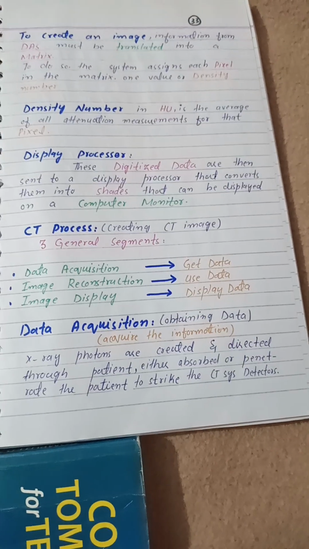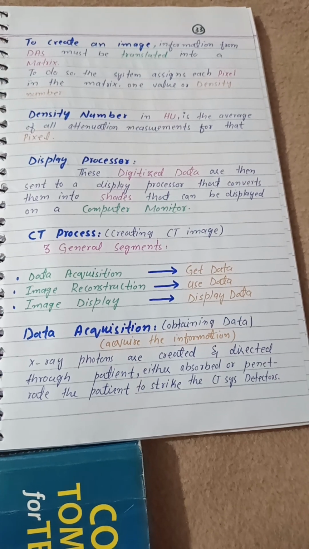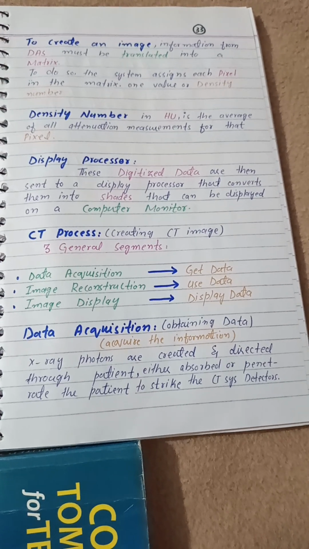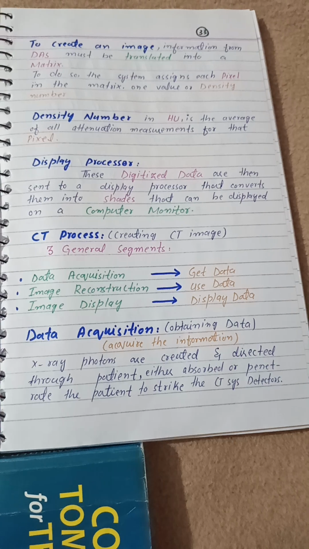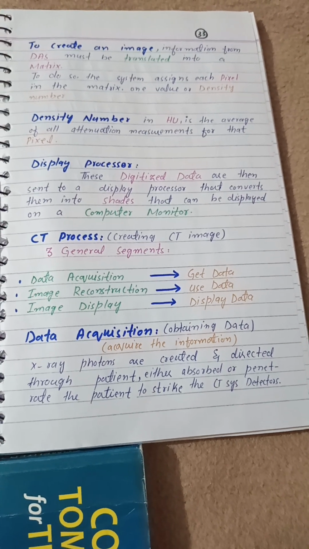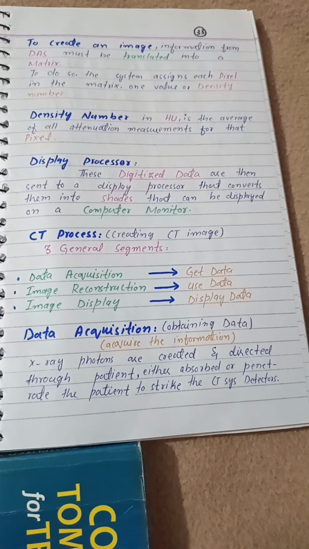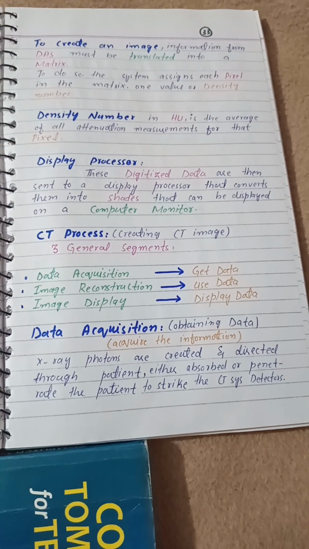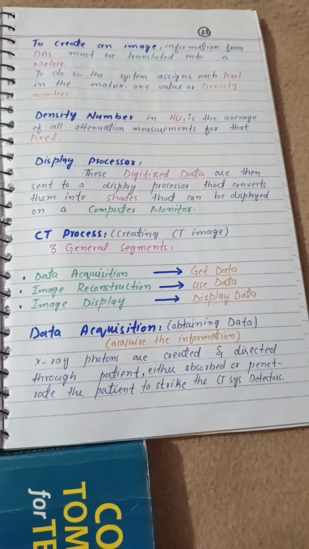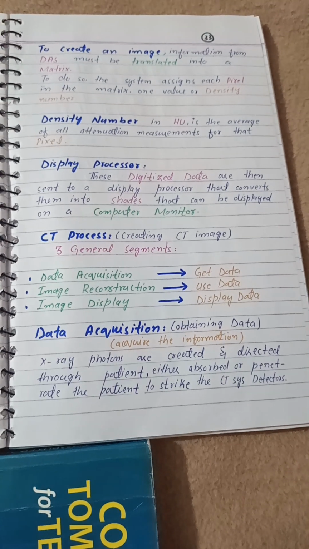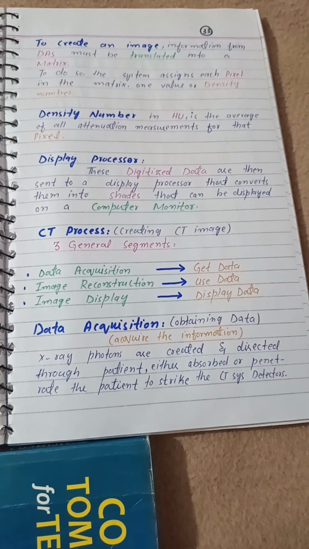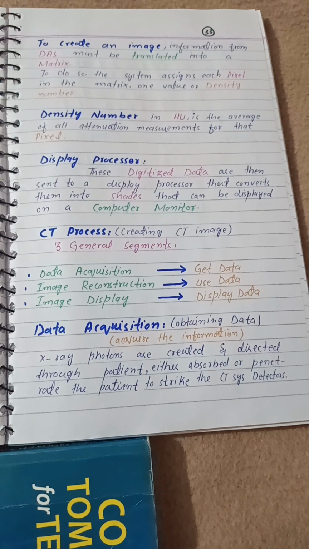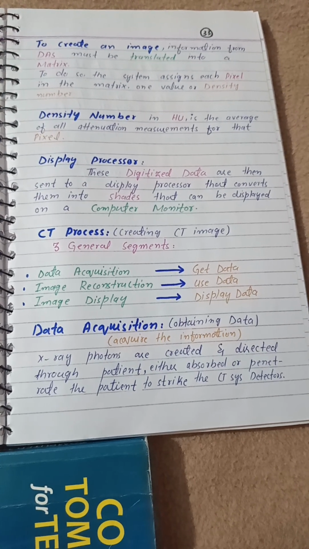Display processor. These digitized data are then sent to a display processor that converts them into shades that can be displayed on the computer monitor. The CT process, creating a CT image, has three general segments: data acquisition, image reconstruction, and image display. Image acquisition: get data. Image reconstruction: use data. Image display: display data.